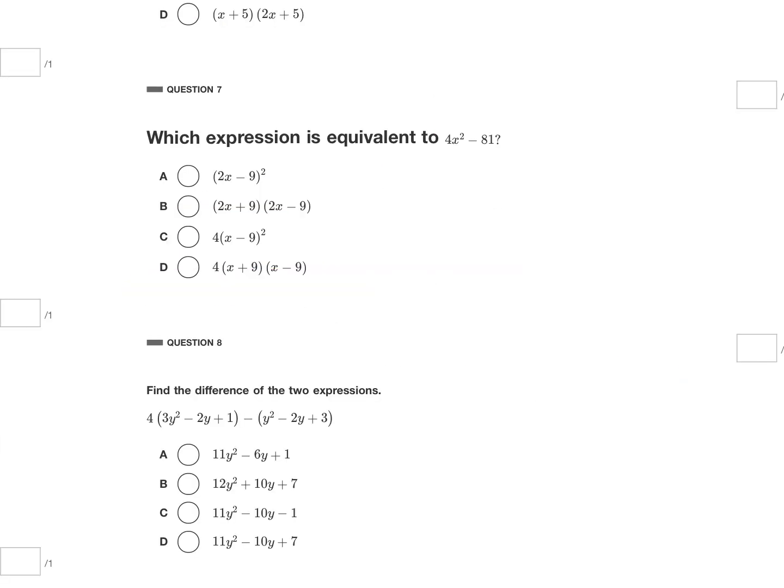Okay, let's look at number 7, looking for an equivalent expression to 4x squared minus 81. Once again, it's multiple choice, so you can work backwards. Or let's see if we can factor this. So I'm hoping that you notice the first thing when I look at this. What did you notice it's missing?